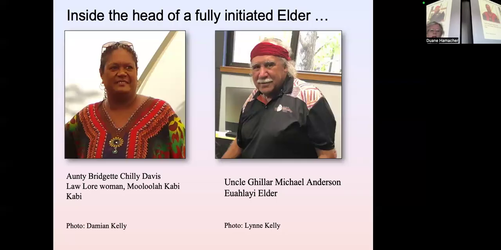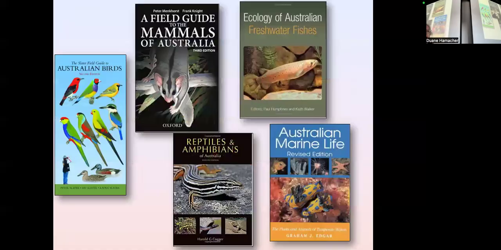So let's get inside the head of a fully initiated elder, Uncle Gilla or Auntie Bridget. They have a classification of the birds of their area, probably 300 or 400 of them. How many of you can do that? I can do the 400 locally now, only because I use these methods. How many of you can do your local 400 birds?